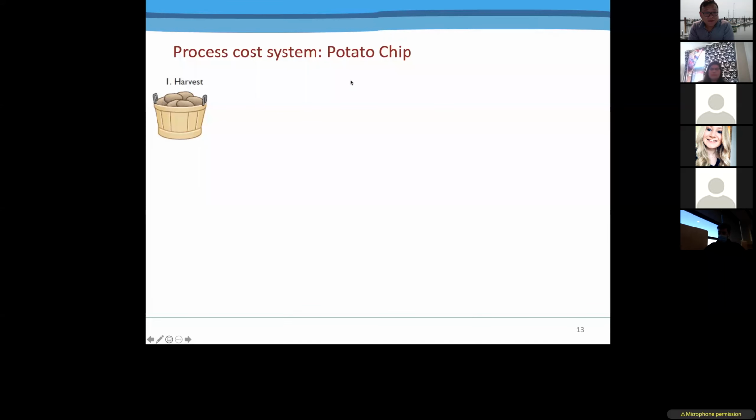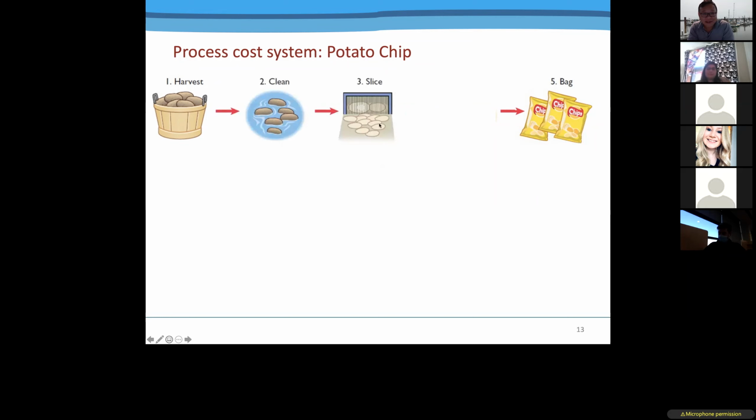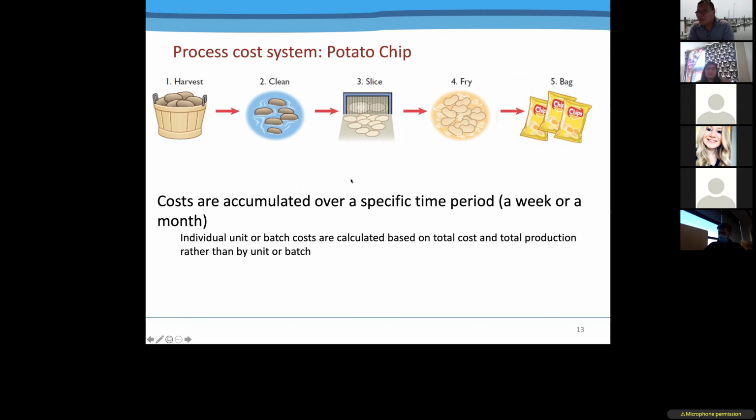Take the potato chip. You harvest potatoes, and eventually you manufacture the chips in bags. For the company, all the chips are similar. Maybe each bag is the same size, same weight, even the same ingredients. They're all the same chips, so this will be the process. You clean the potatoes, slice them, fry them, and then bag them. The output is very similar and the volume is large. So you just accumulate the cost over a specific time, and then you divide it by the amount of production. That will be the average cost.